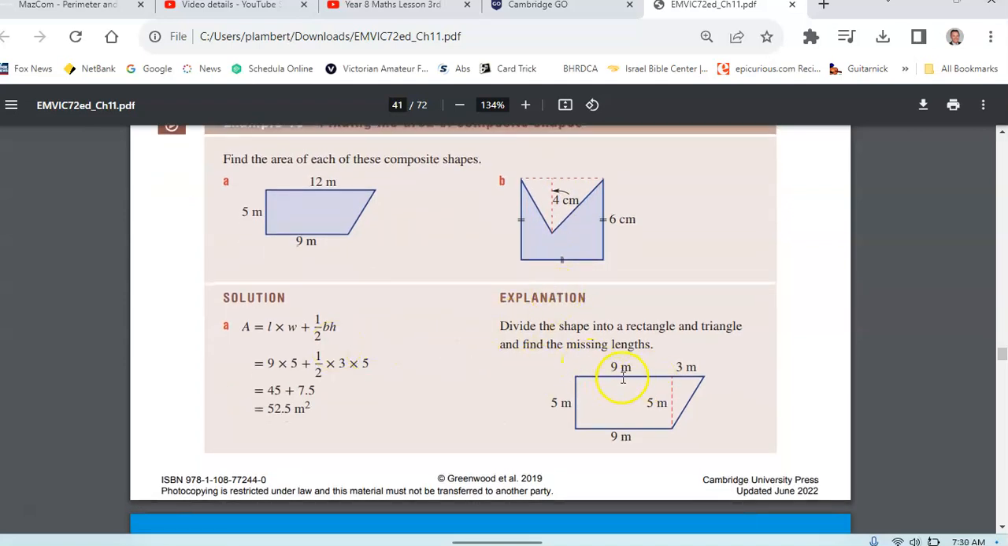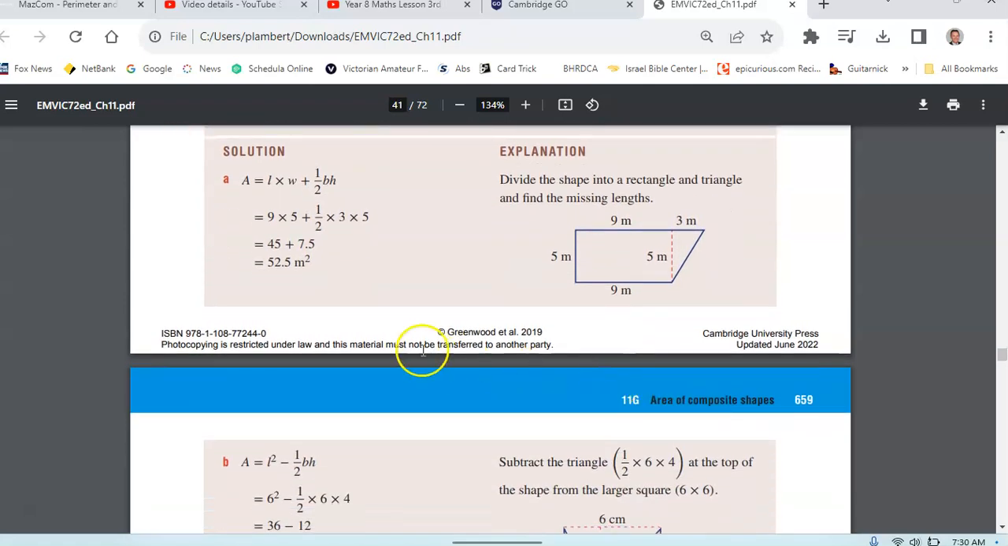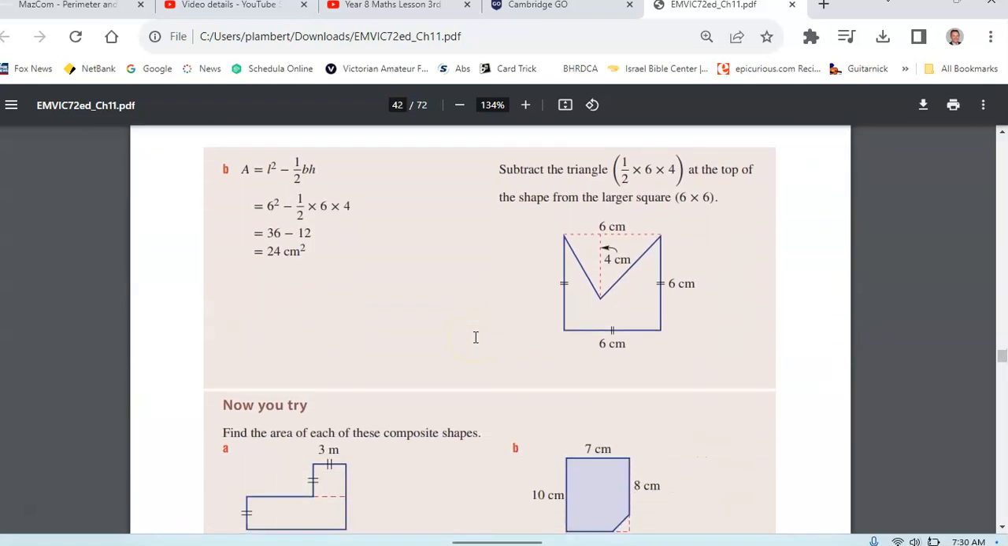So here you would calculate the area of this, which is 9 times 5, and add it to the area of this, which is half 5 times 3, or half 3 times 5, and you get 52.5 metres squared. Don't forget the squared.